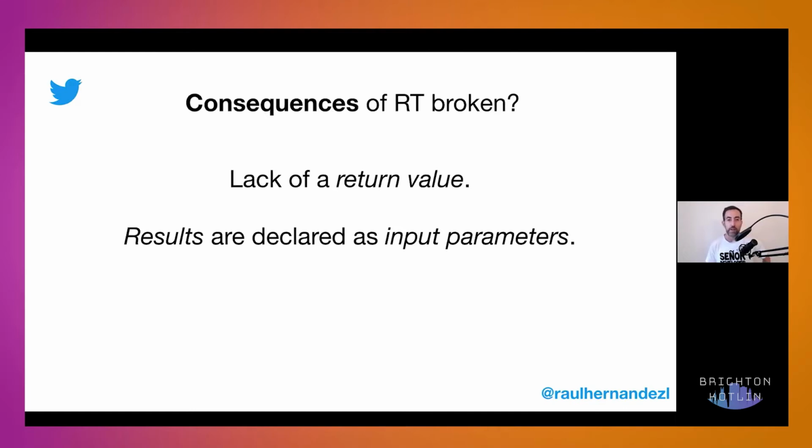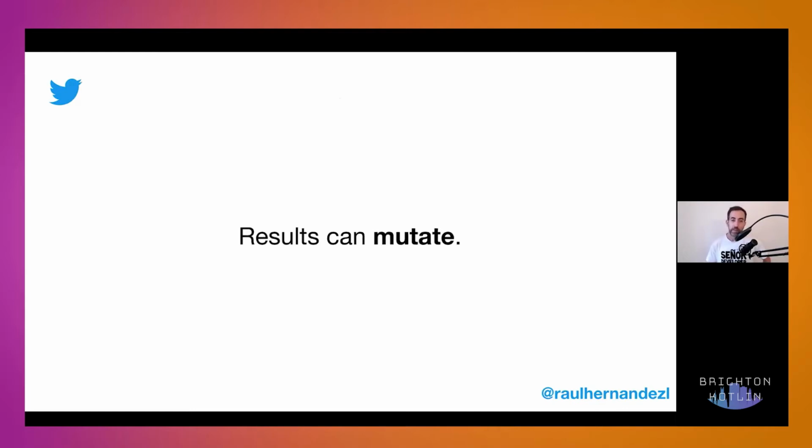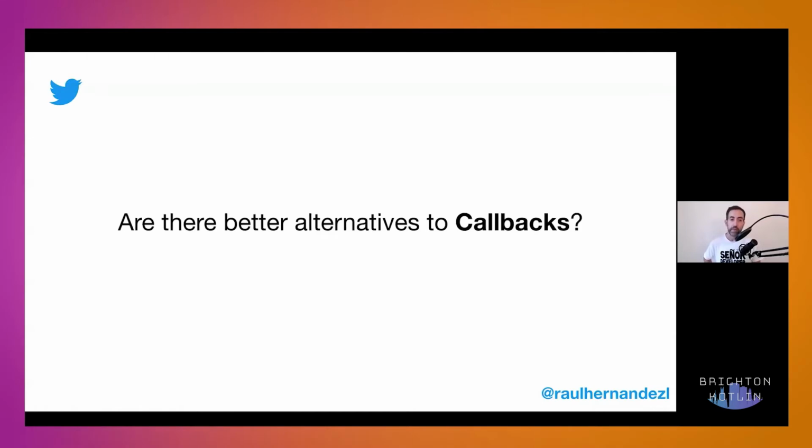Because we don't have something that is deterministic, at some point results can mutate, and if they do, you can tell me how you can make sure that you are tracking this problem and can solve it. So we actually have a lack of determinism. We cannot really predict what is going to happen from an input, basically receiving this and creating an output. So that's not happening. Are there any better alternatives to callbacks?